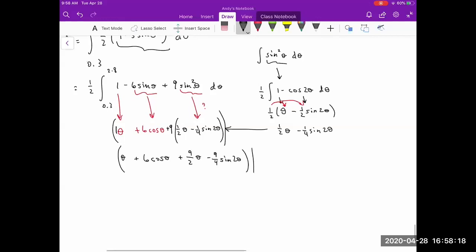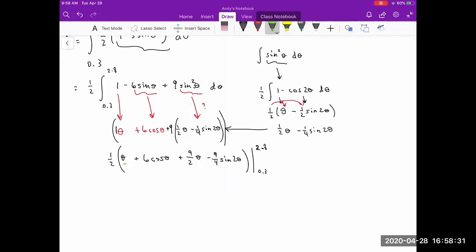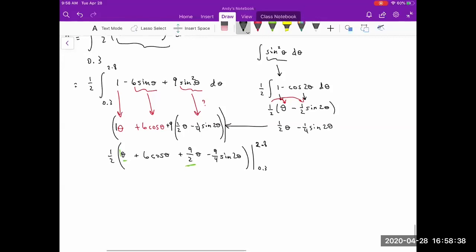Evaluate this between the limits 0.3 and 2.8, and then multiply by 1/2. Now these two combine. Notice 1 plus 9/2 is 11/2. So let me just write that: 11/2 theta plus 6 cosine theta minus 9/4 sine of 2 theta. Then evaluate.